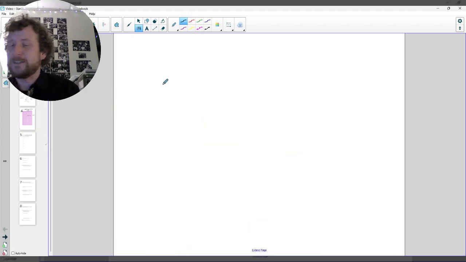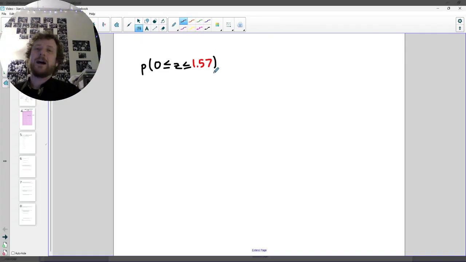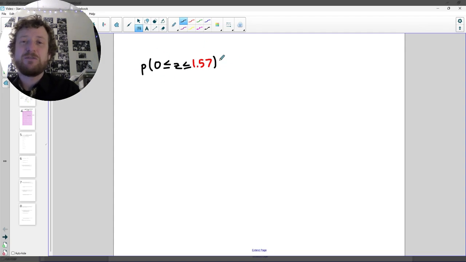So the notation for this is going to look like this. You're going to get a problem. You will draw the curve yourself, and it'll say 0 less than or equal to z less than or equal to 1.57 or something like that. I want to work really hard on my vocab. The way I think I see it in my book most often is they'll say something like, what is the probability that a randomly selected person has a z-score between 0 and 1.57?